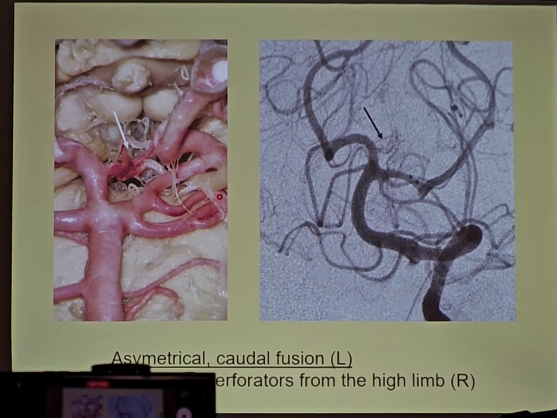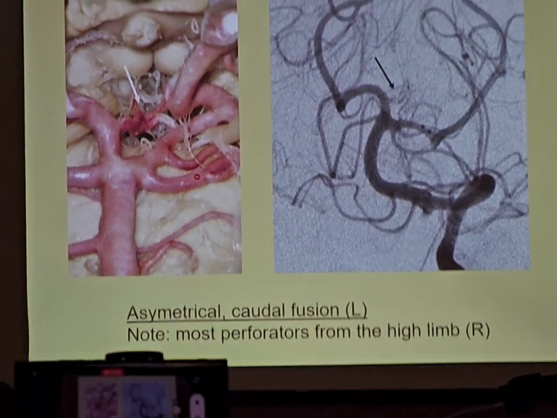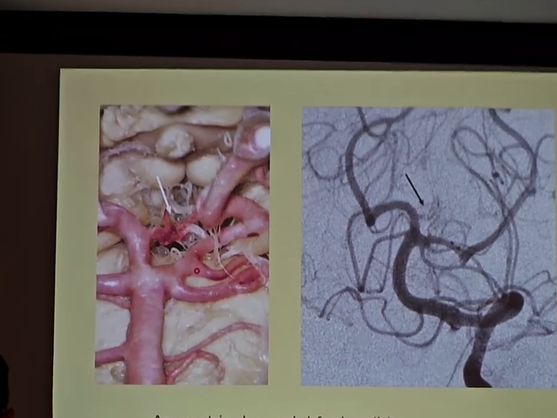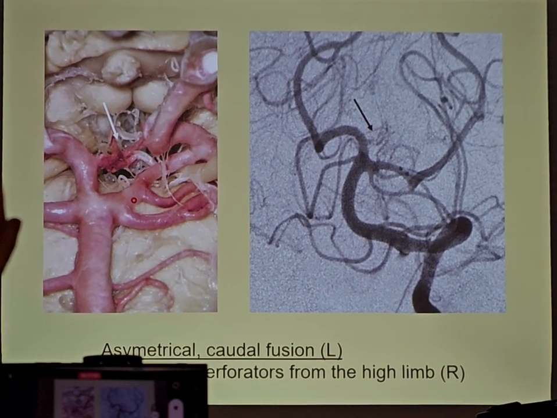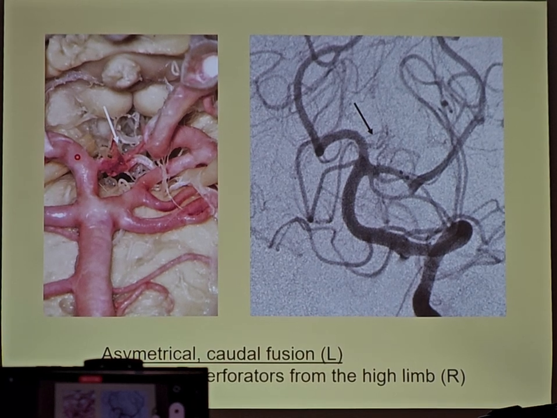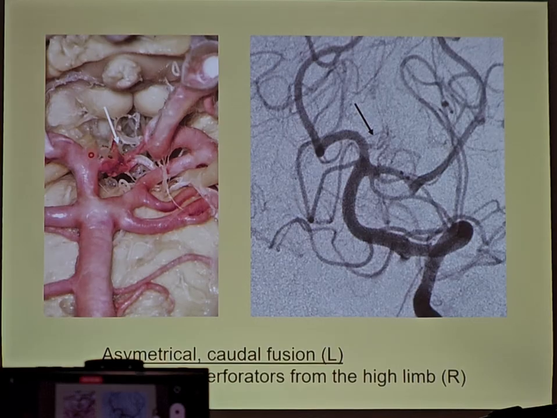Now, when things are asymmetrical, as in this case, on this side we have the superior cerebellar arteries coming off the P1 segment, so we're dealing with a caudal fusion. And it's asymmetrical because on the opposite side it's the normal configuration where you have the superior cerebellar and posterior cerebral arteries with distinct separate origins. Under these circumstances, the main perforators invariably arise from the hind limb, the one that has the caudal fusion, in this case on the right side. So you can see the perforators coming off in this angiogram.